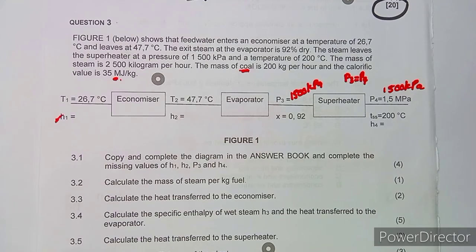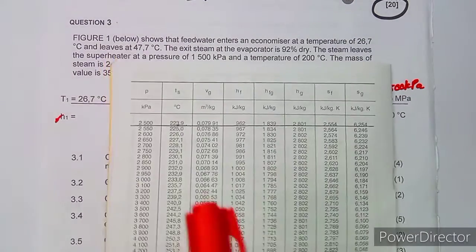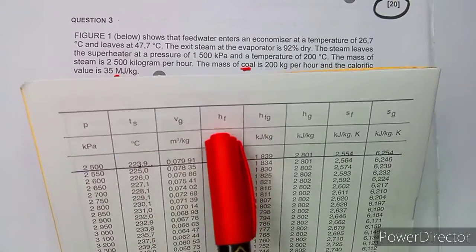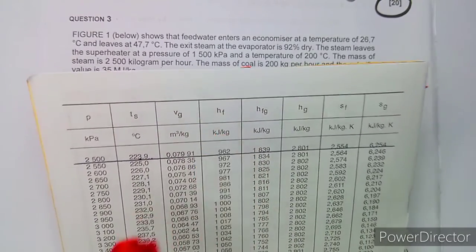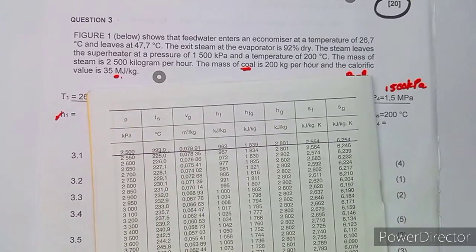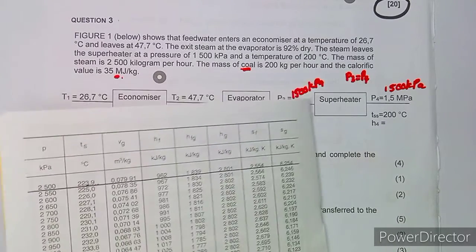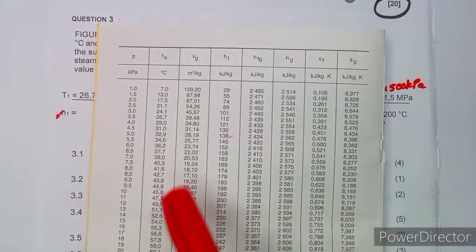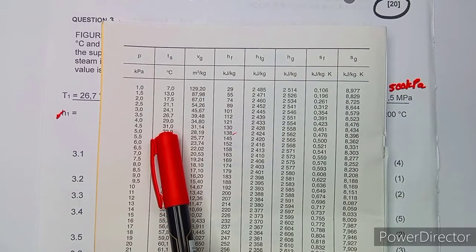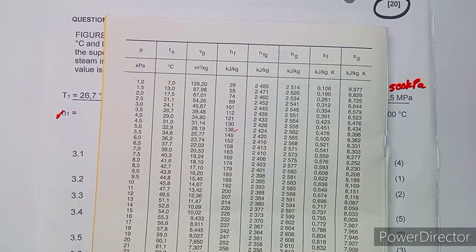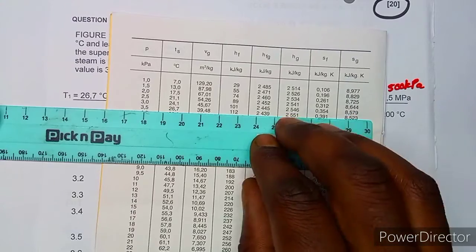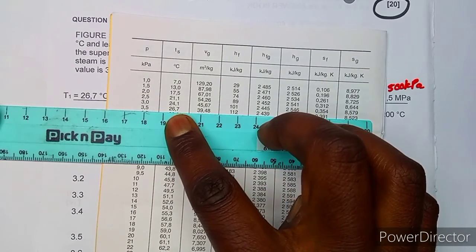26.7 degrees Celsius. So all you need is your steam table. You go to the temperature. Suppose you are given a temperature, you find HF at that temperature. Okay, that is your HF. So let us go to 26.7. I think it can be clearer if I put a ruler like this. Okay, that's 26.7 here.